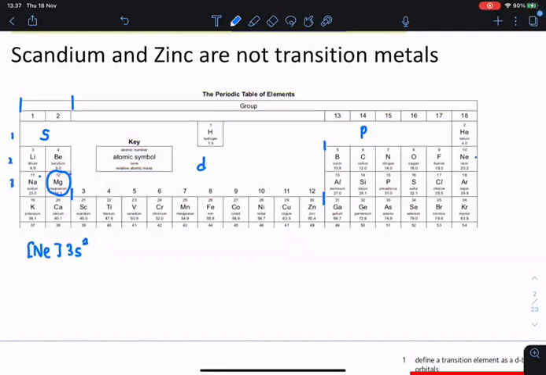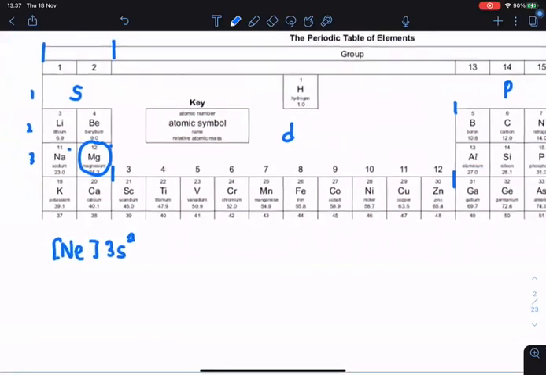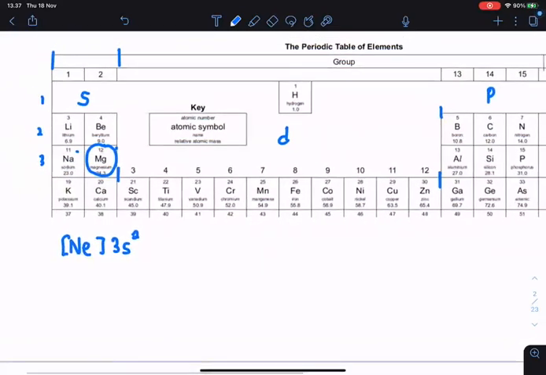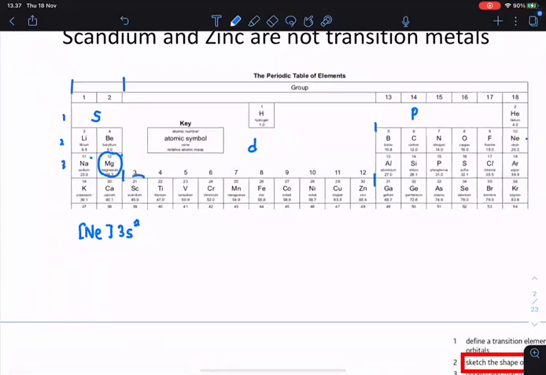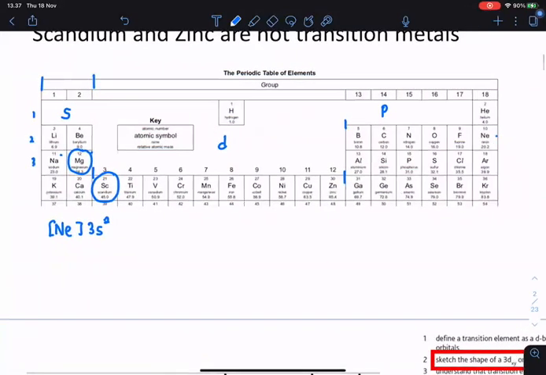If you are confused on how to use this method of writing, for example for scandium, please refer to your teacher, or maybe I'll make another video on how to write in a simpler way when using the periodic table.